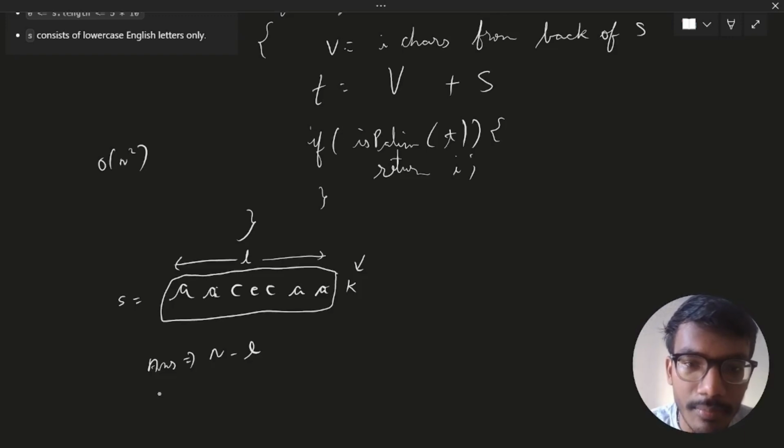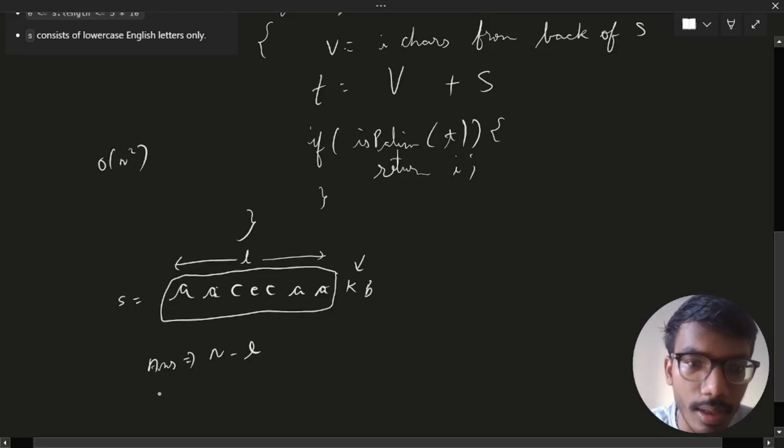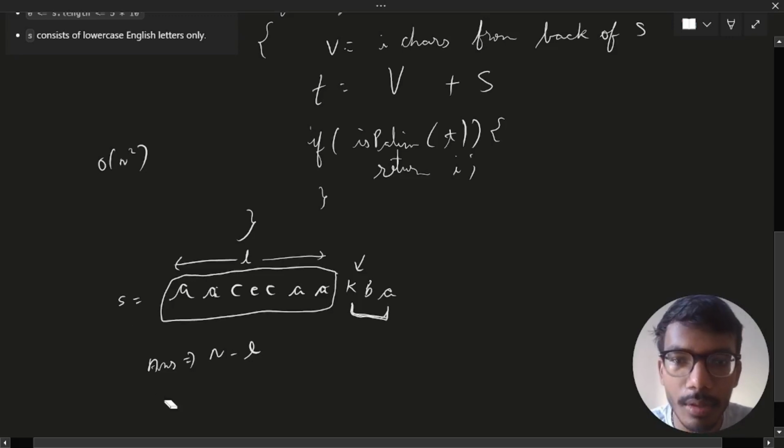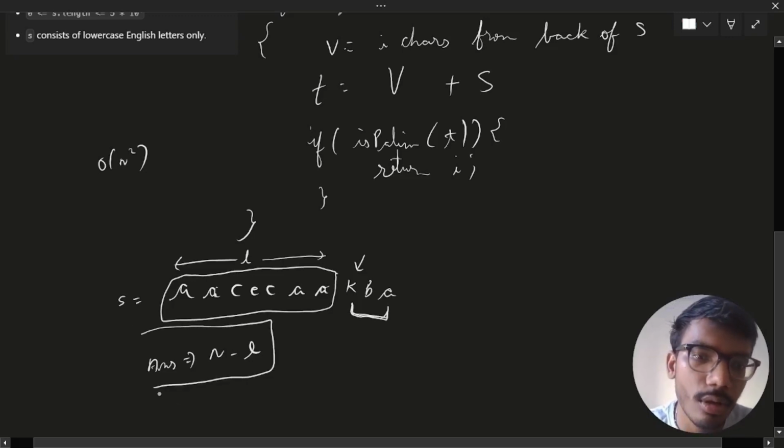right? So let us say I am having b, and I am having another a. So these three characters are causing me problems. So I have to insert a, b, k in the front, right? So this is how I can solve the problem.